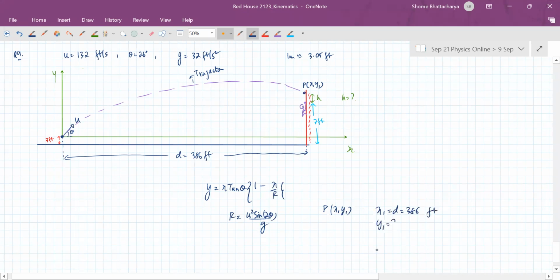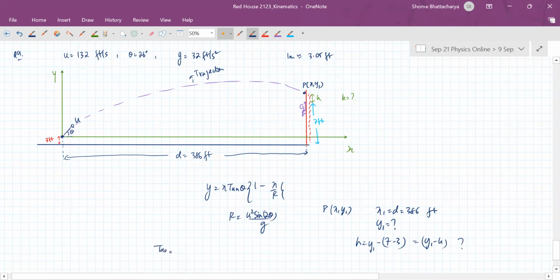The y coordinate we have to find out, and then our height h will actually become 7 minus 3 subtracted from that y coordinate. The distance by which he misses it will be y1 minus 4. So this is what we need to calculate. Okay, so let's start with the equation of trajectory.